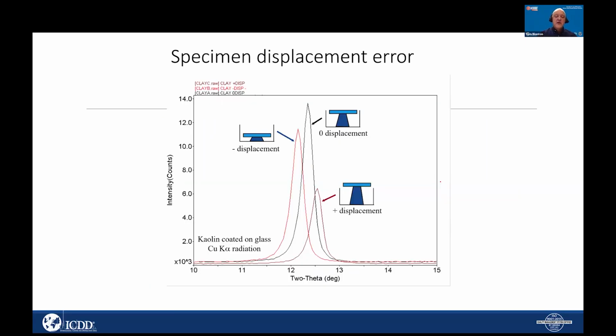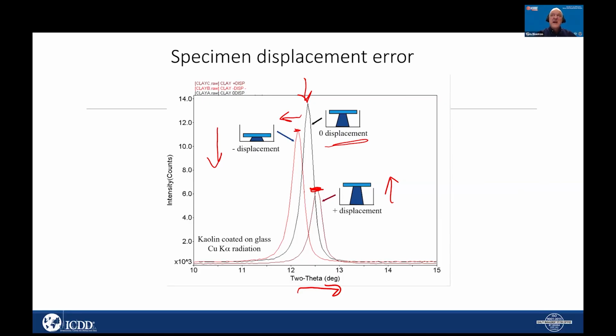Example of the effect: here is a coating of kaolin on glass, and when the sample is in the 0 displacement spot, we get our diffraction peak. If it is displaced high, you'll see that the peak shifted to higher 2 theta, and you'll also notice we lost some intensity. If it's displaced low, meaning that it's pressed down into the sample holder, the peak shifted to lower 2 theta, and also we lost some intensity.